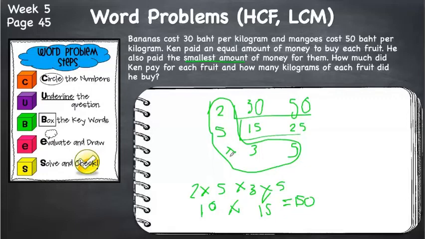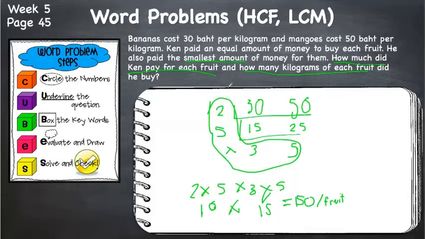We have the first question. We have the answer to how much he paid for each fruit, right? So Ken paid 150 baht for each fruit, 150 per fruit. Okay, there we go. Now we have to find how many kilograms of each fruit did he buy.